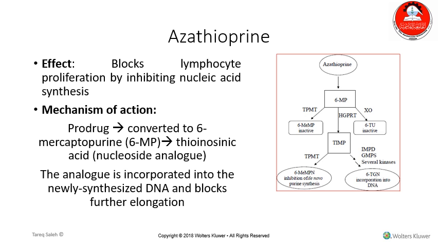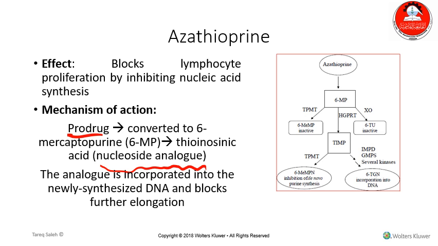So azathioprine, being a prodrug, is first converted to a metabolite called 6-mercaptopurine, which is also an immunosuppressant drug and a known anti-cancer drug as well. And mercaptopurine is then metabolized into thioinosinic acid, which is a nucleoside analog. Okay, it has a structure that is very similar to nucleosides. This means that this analog, as well as 6-mercaptopurine, can both be incorporated into the growing DNA chain.